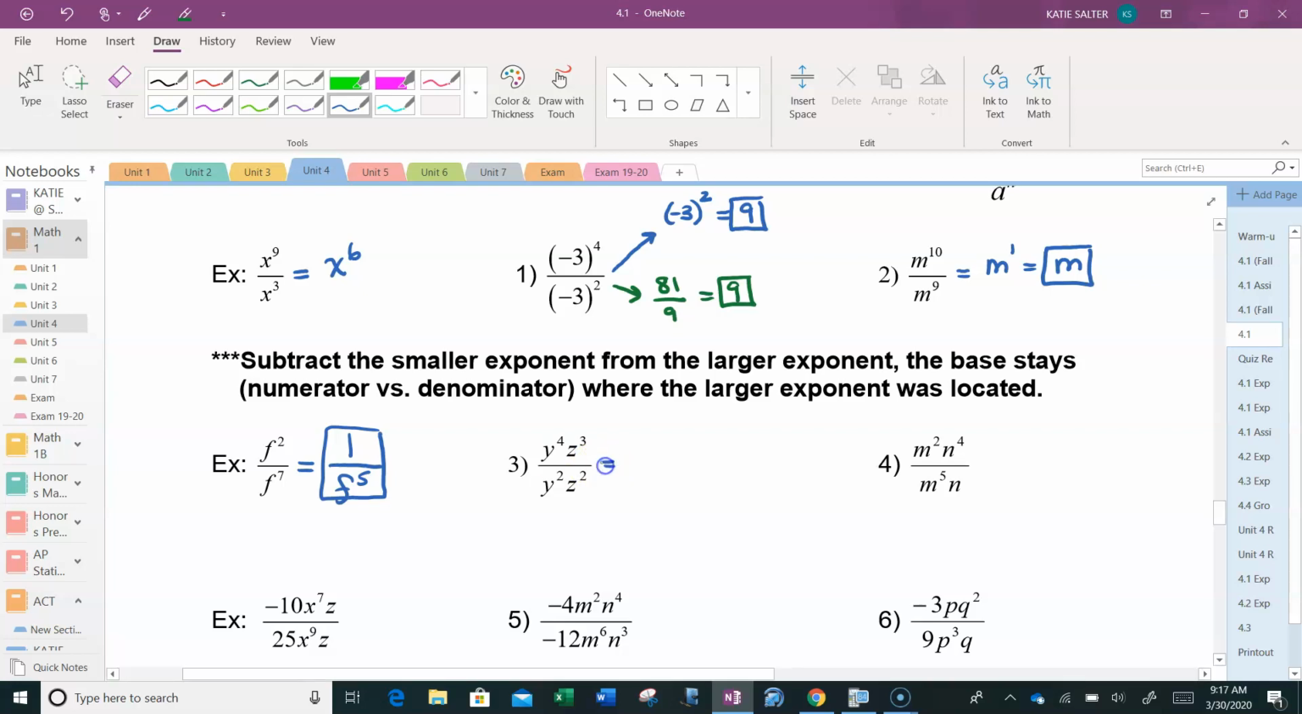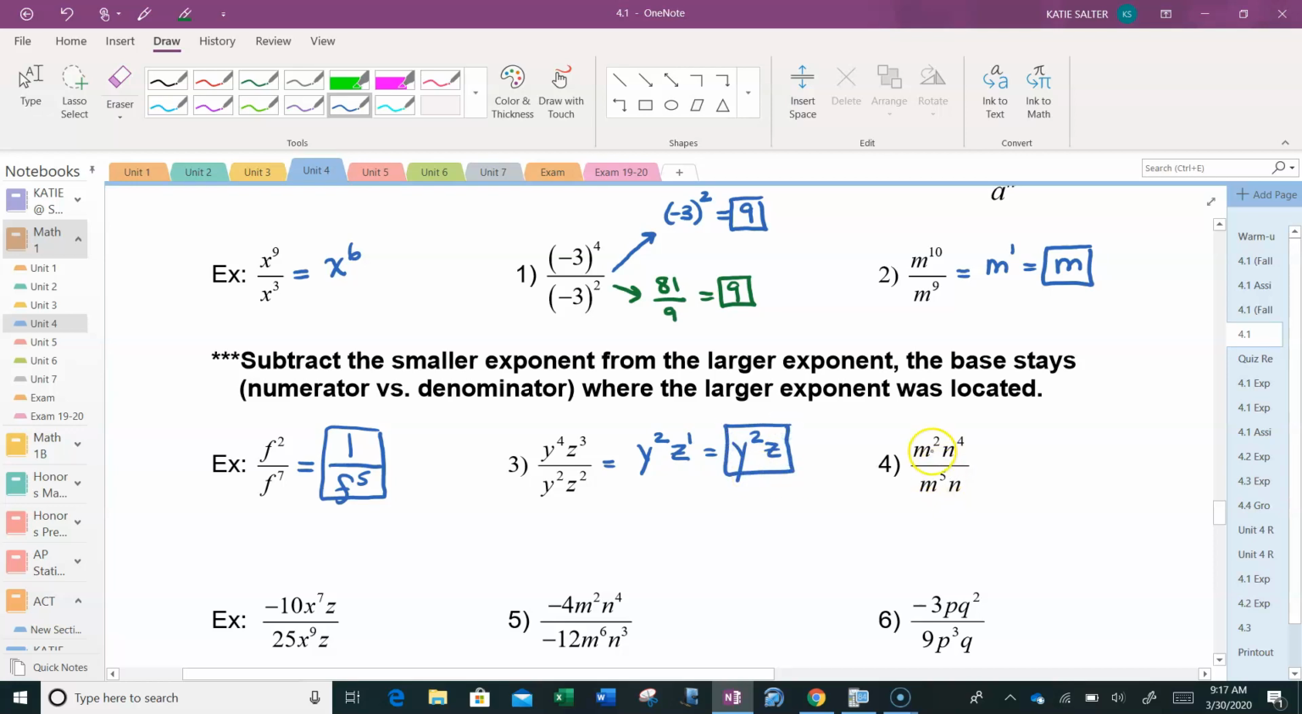Okay, let's look at this one. So when we look at our y's, 4 take away 2 is y to the second power. The larger exponent was in the numerator, so the y squared goes in the numerator. 3 take away 2 is 1, and again the larger exponent was in the numerator, so that z to the first stays in the numerator. And you can put the little 1 there, but normally you're not going to see it. You're just going to see y squared z.